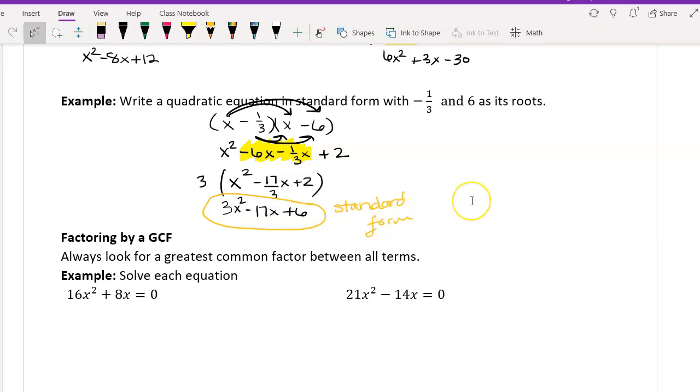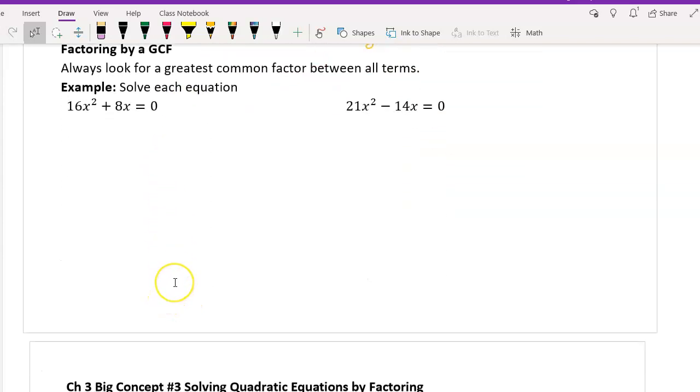All right, now we're going to take a look at factoring. Factoring is where you take standard form and you work it backwards to get the factored form. And there are several different ways to go about factoring. The first way we're going to take a look at is factoring by a GCF, which is a greatest common factor. So I have to look at each term in my expression and see what is the largest number and variable I can pull from every single term.